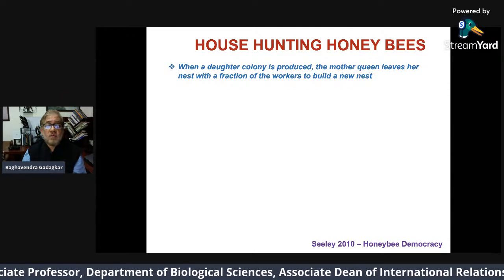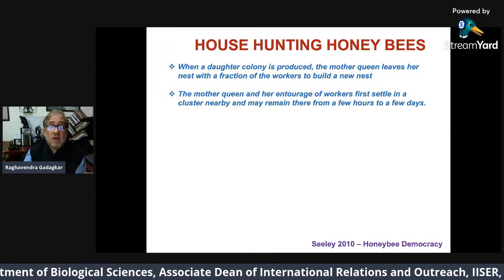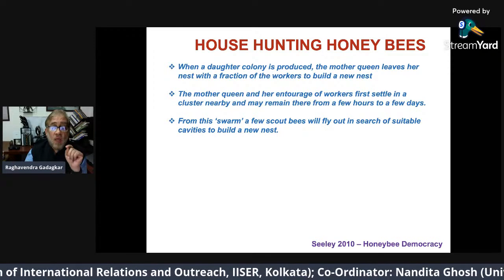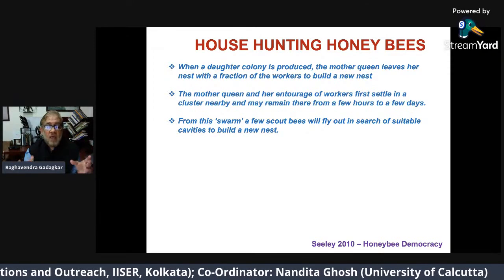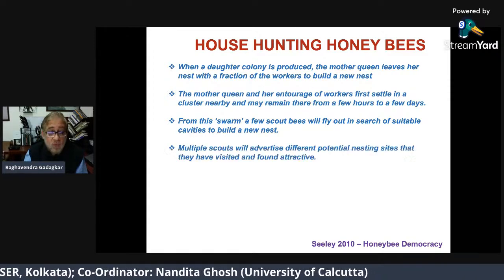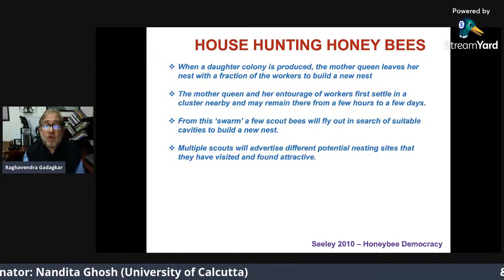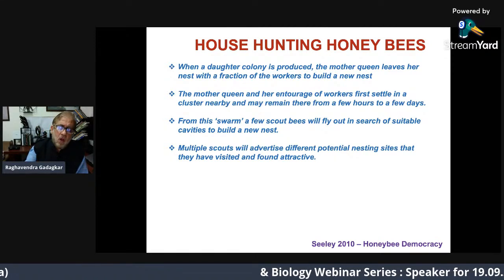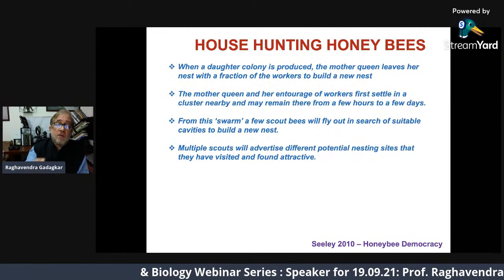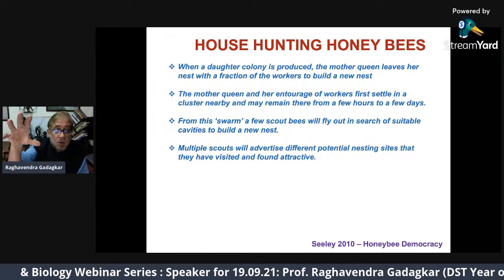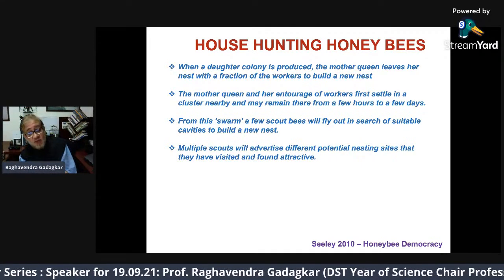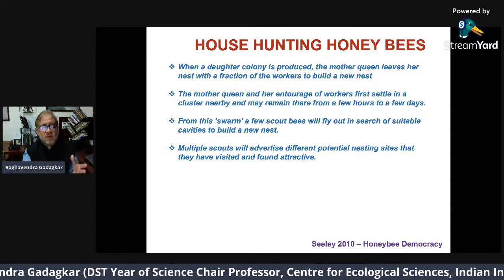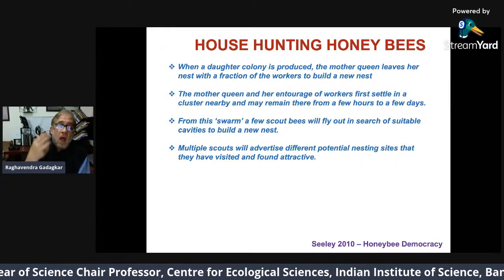When a daughter colony is produced, the mother queen leaves, as I said. The mother queen and her entourage of workers first settle down in a cluster nearby. From this cluster swarm, a few scout bees will fly in different directions in search of suitable cavities. Multiple scouts will advertise different potential nesting sites that they have visited and found attractive. By the way, bees have a very elaborate mechanism of deciding whether a cavity is suitable or not. The volume of the cavity, how high it is from the ground, where it is present, in what direction it is facing, what is the chance that rainwater will enter, what is the chance that sun will enter. They measure all these things and they assess how good it is.